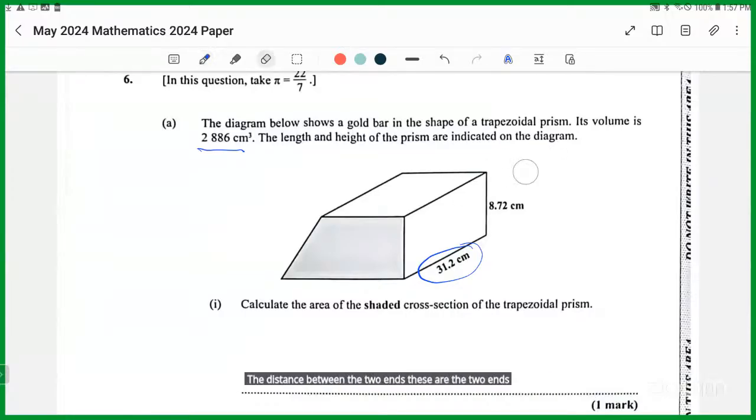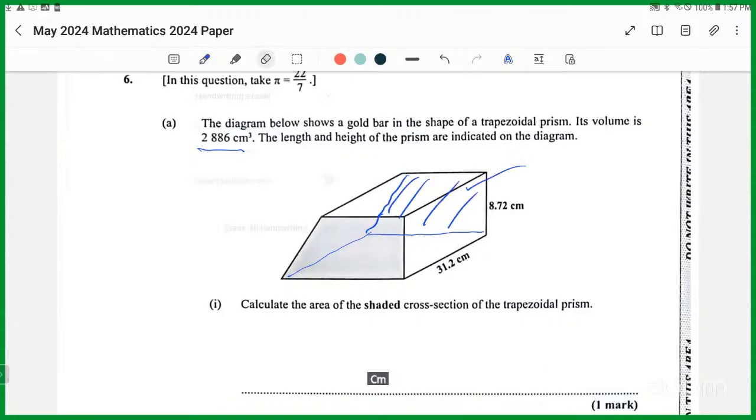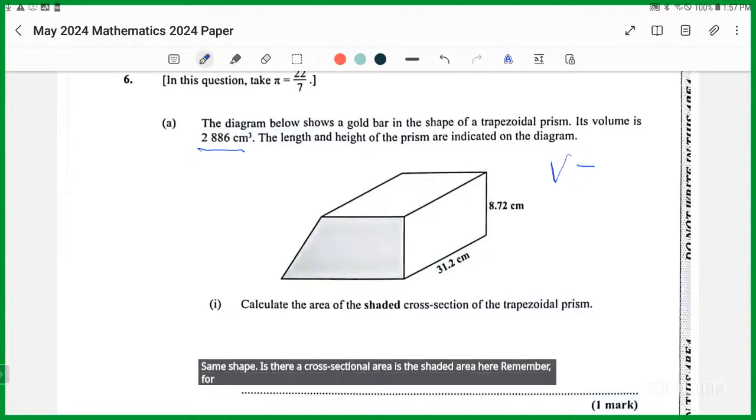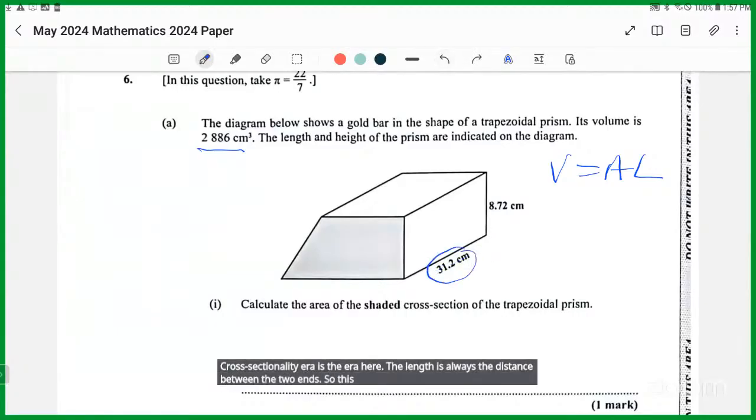Remember, this is the cross-sectional area of the prism. So over on this end, you'd have the same shape, like so. Same shape. So the cross-sectional area is this shaded area here. Remember, for prisms, volume is equal to end area times length. The cross-sectional area is the area here. The length is always the distance between the two ends. So this is your L. That is your L. Good.